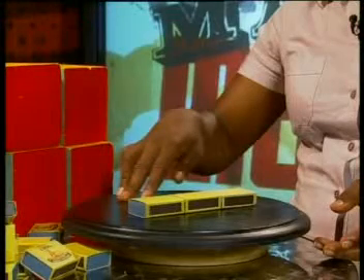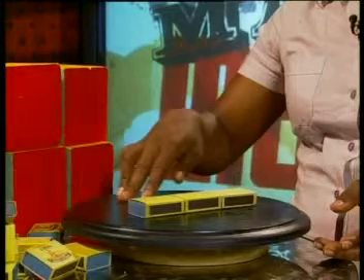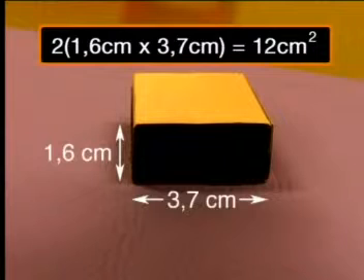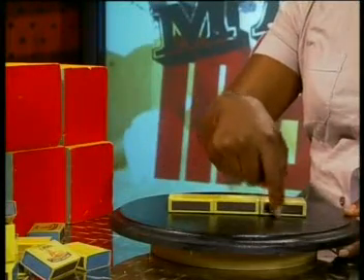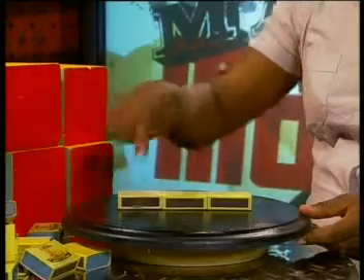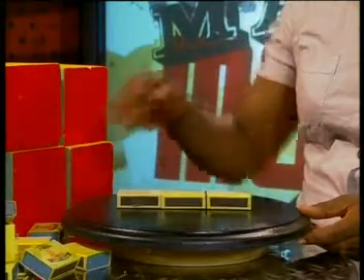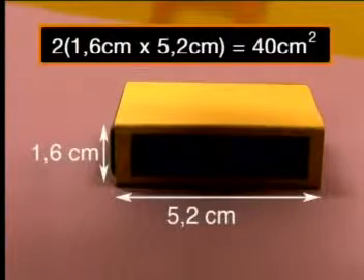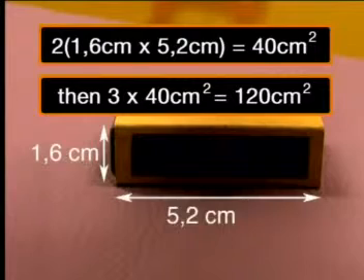Although the shape is 3 times bigger, we have to think about this. We need to base our estimate on what we know about the different types of surface. We have only 2 of these small surfaces, which are 1,6 centimeters times 3,7 centimeters. That came to 12 centimeters squared if we round it off. We have 1, 2, 3, 4, 5, 6 of these surfaces. That is 3 times more than we had before. We had about 40 square centimeters, so that's about 3 times 40, which is 120.